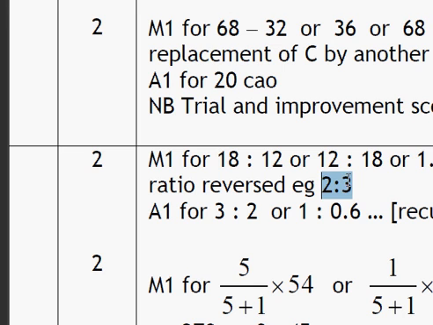Or 1 is to 0.67, or equivalent, or correct ratio reversed. For example, 2 is to 3. You would get 1 mark if you wrote down 2 is to 3. You wouldn't get the 2 marks, because 2 is to 3 means that for every 2 toffees there are 3 mints, not for every 3 toffees there are 2 mints. You would get full marks if you wrote down 3 is to 2, or 1 is to 0.6 recurring.